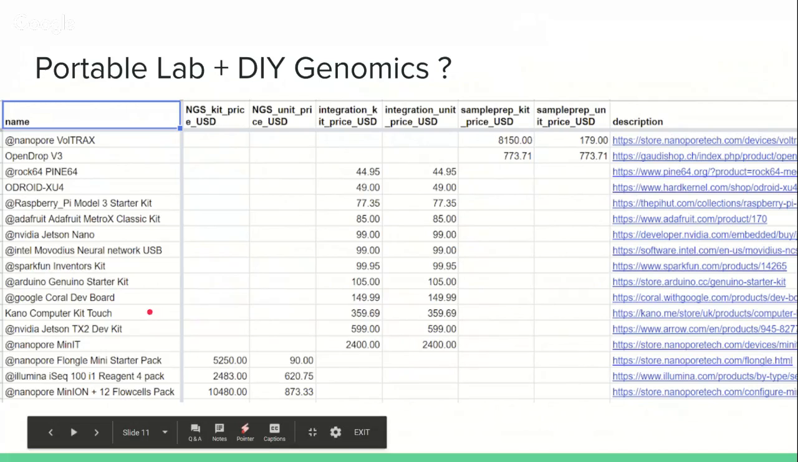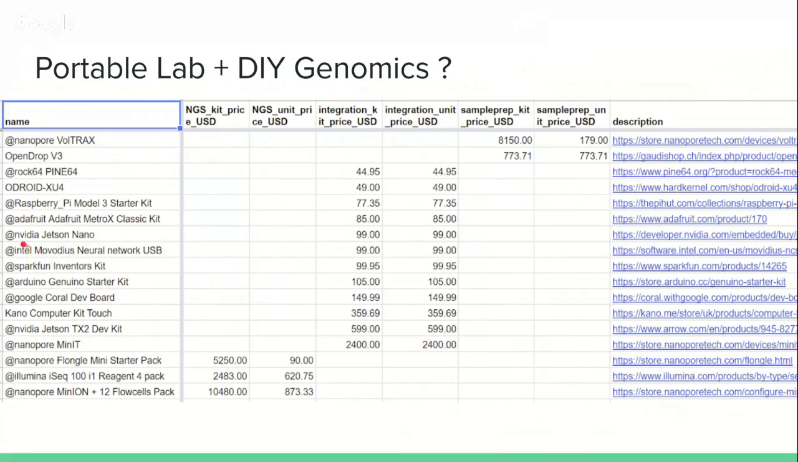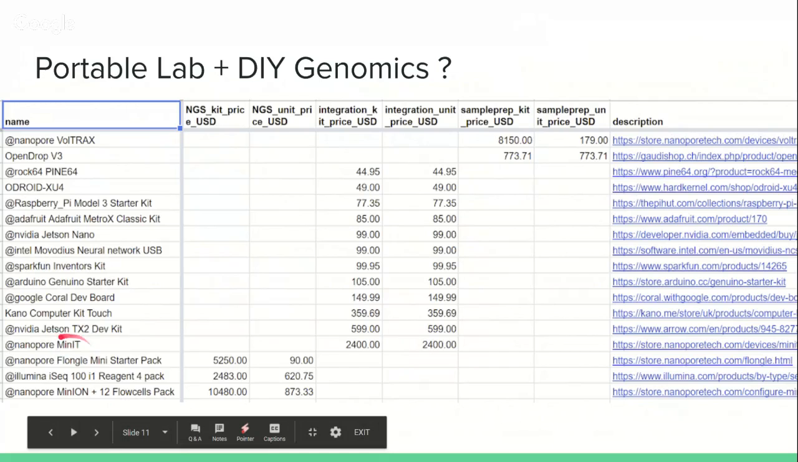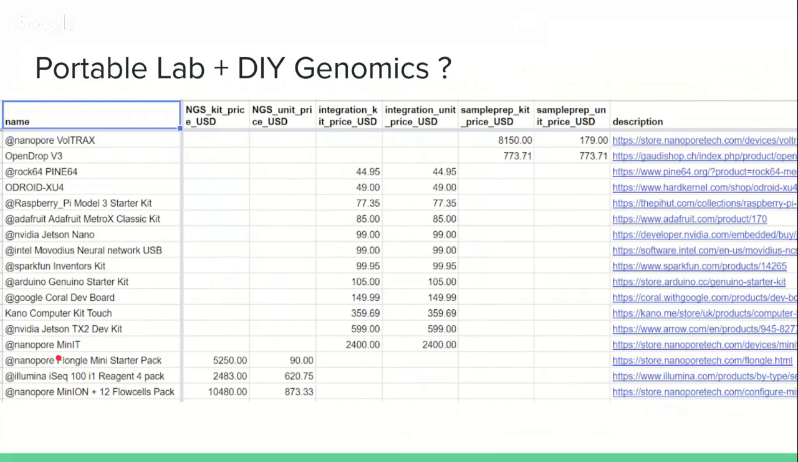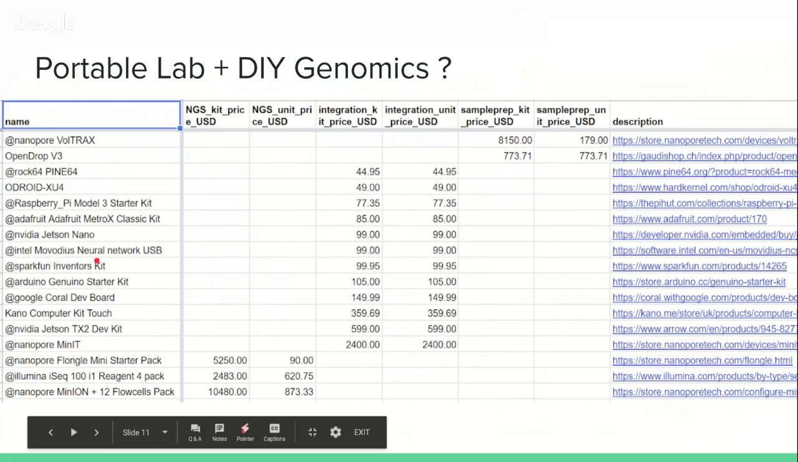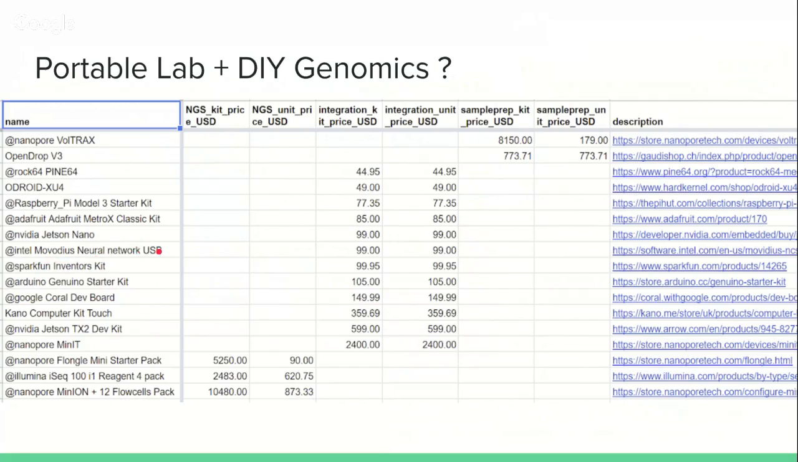And some of these in the middle, like the Intel Movidius or the NVIDIA Jetson Nano, or the Google TPU board, are to accelerate some of this post-sequencing compute that needs to happen. And for Nanopore, the MinIT itself is essentially a CPU-GPU combination, so you can do a lot of base calling in an accelerated fashion with the GPU. And some of these, the TPUs or the Intel neural network USB stick, are along the same lines.